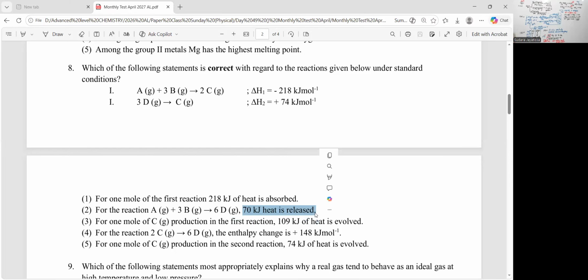Now let's go to the next MCQ, question number 9. Question number 9 is asking about ideal gases.